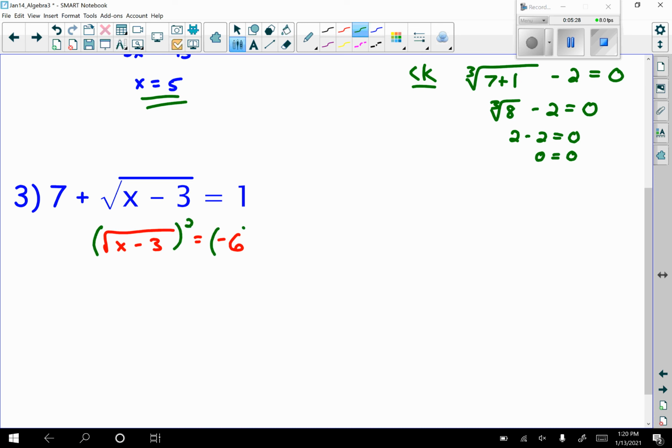So I want to square both sides. So this will give me x minus 3 is going to equal a positive 36. And then if I add 3, I'm going to get x is equal to a positive 39. But this is why we check our solutions.